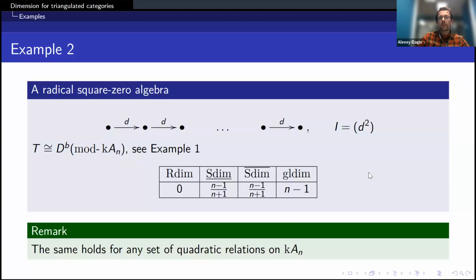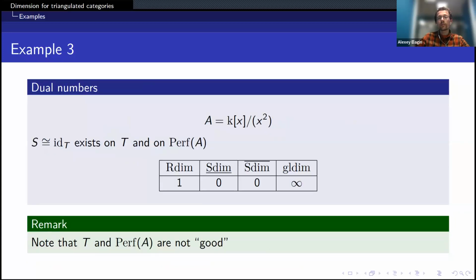Now let's have a look here at the ring of dual numbers. Here we have an algebra which has infinite global dimension, but still the corresponding derived category has a Serre functor, because the bimodule A star here is isomorphic to A. In particular, it has finite projective dimension. So the Serre functor for this category T is just the identity functor, and it means that Serre dimension is 0, while global dimension is infinity and Rouquier dimension is 1.